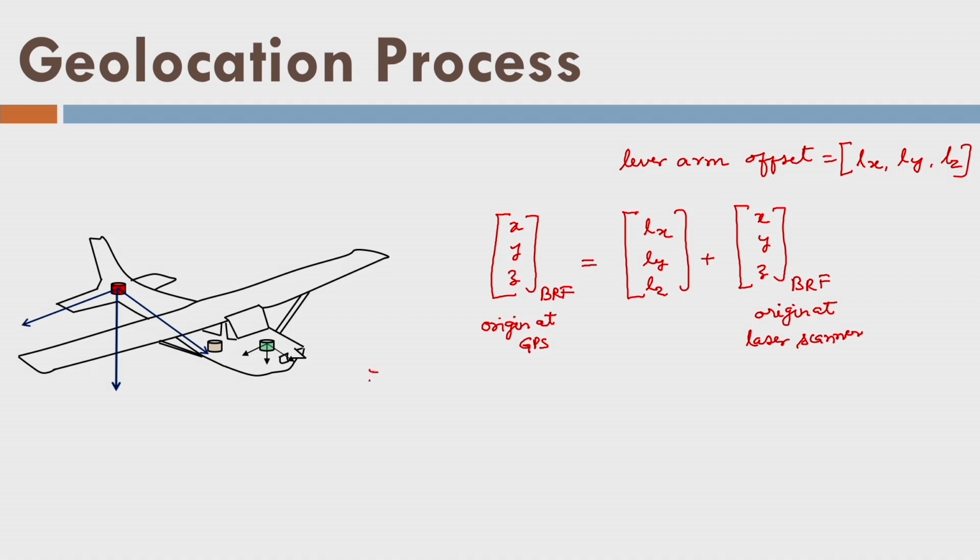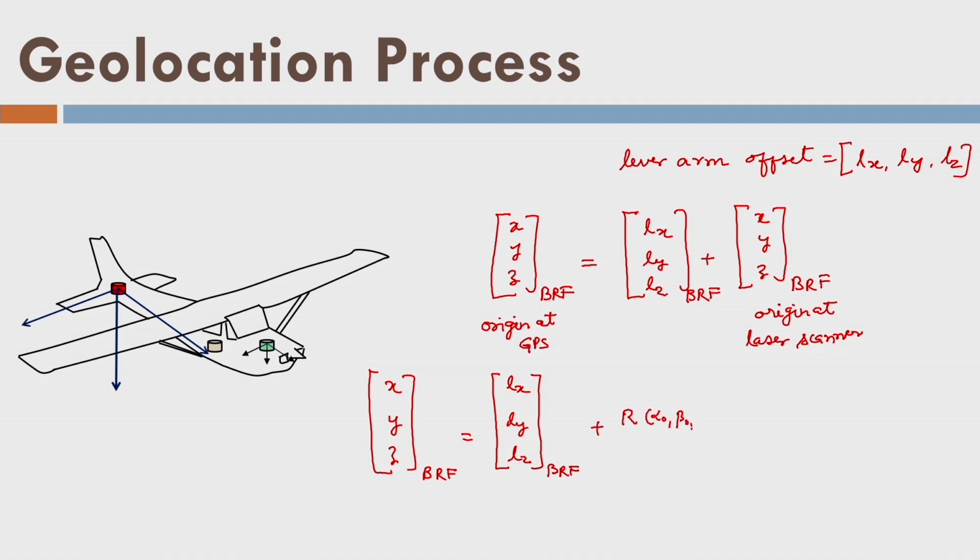Now, if I write it in elaborated form, x, y, z body reference frame is equal to the lever arm Lx, Ly and Lz. I am just writing BRF here because they are measured in the body reference frame, plus rotation alpha 0, beta 0, gamma 0, then rotation about x, beta, and then we have 0, 0, r. So, this is the measurement in the instantaneous reference frame here. The values are indicating the connection between the scanner reference frame and the body reference frame.